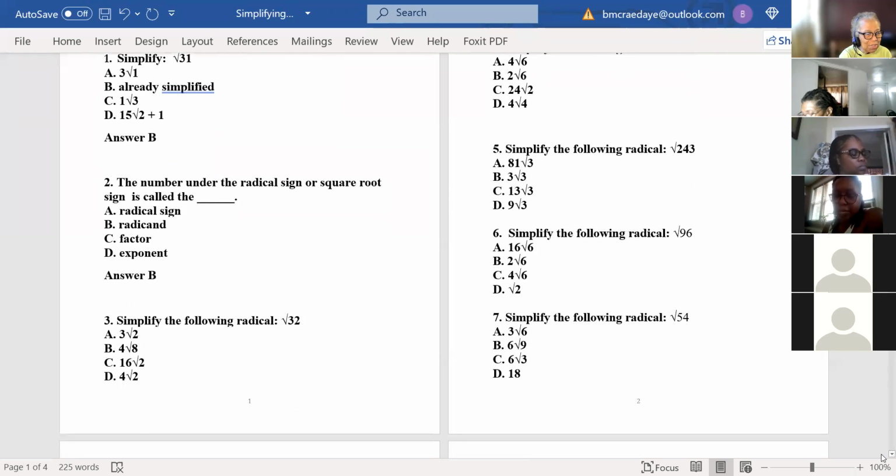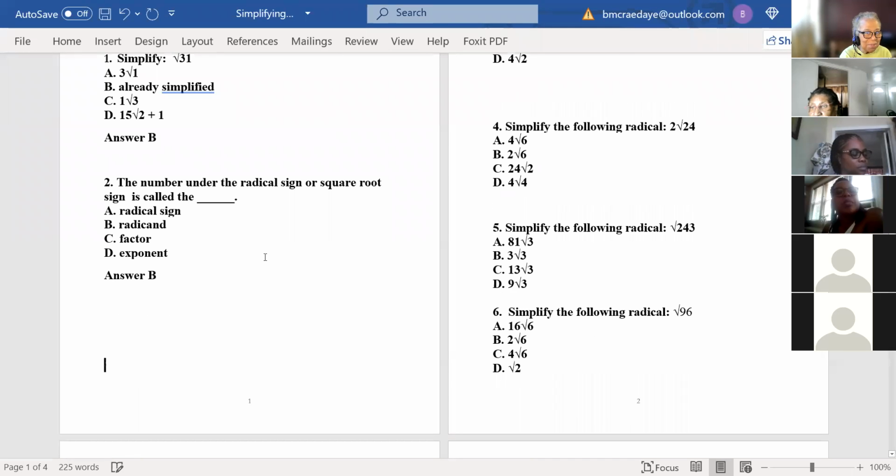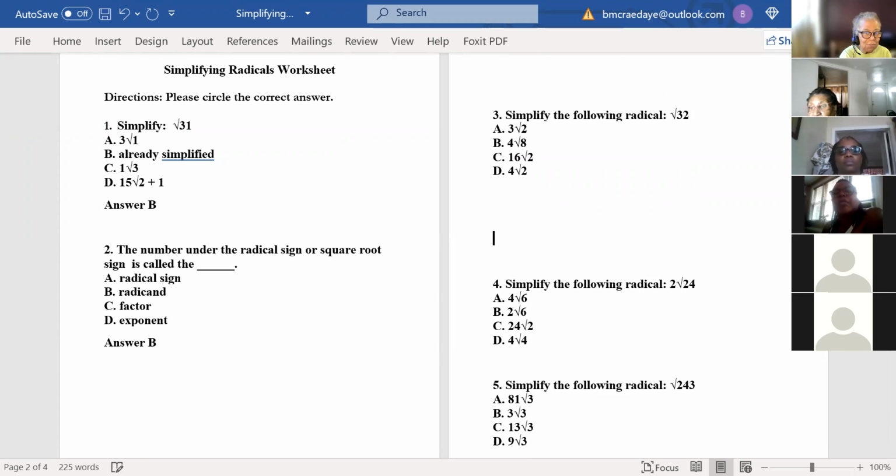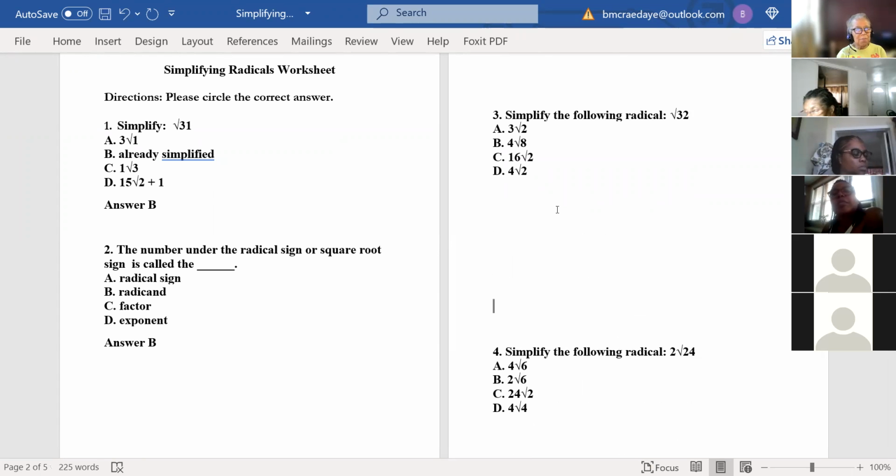All right, Maureen, just in time to do number 3. Simplify the following radical. Square root of 32. What two factors multiply to give you 32, Maureen? Okay.